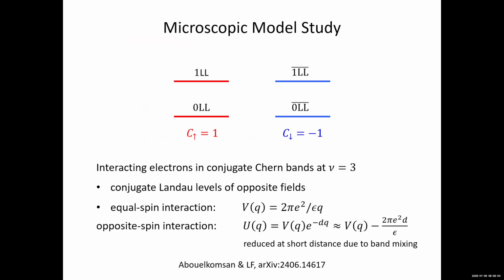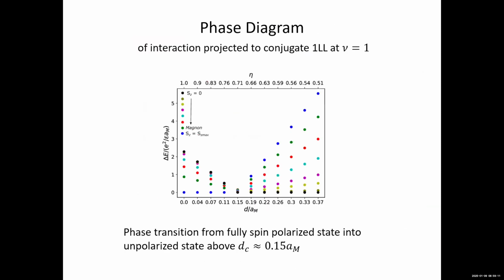Basically 3 halves plus 3 halves. And in this case, we find that the ground state really depends on the interaction. So when we use the bare Coulomb interaction, both for interaction between the same spins and for electrons with opposite spins, we find the ground state is fully polarized, as you probably would expect. But on the other hand, as soon as we reduce the short distance repulsion between opposite spins, the system will transition into a completely spin unpolarized state.